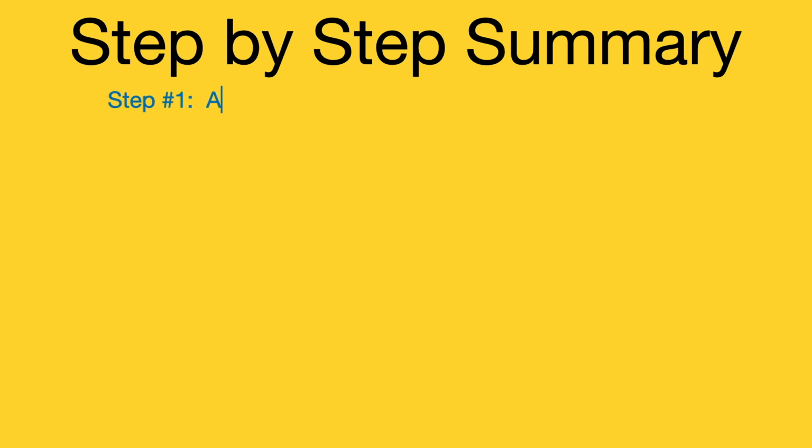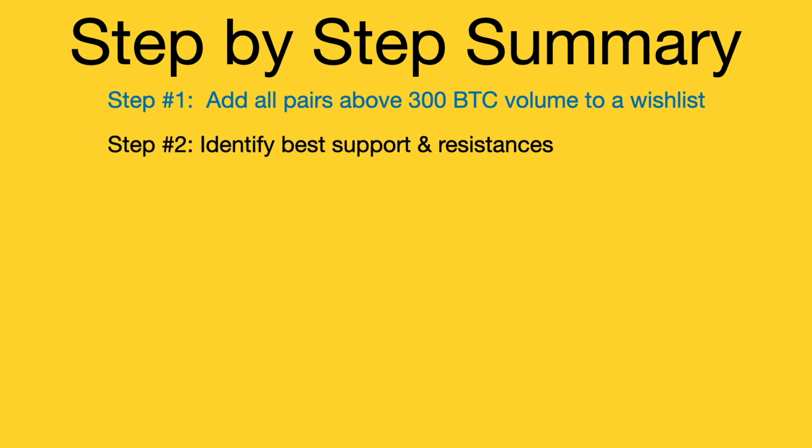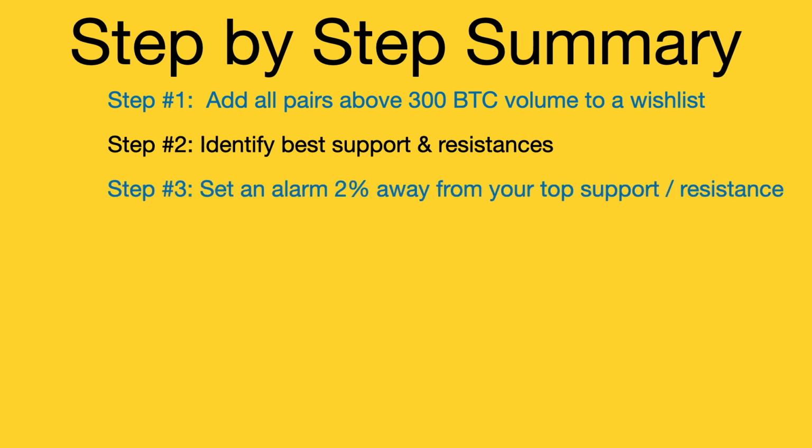Step number 1, I find all pairs that are above 300 Bitcoin volume when I'm trading crypto. I add these to a wish list so that I can quickly scroll through them. Step 2, identify the best support and resistances close to the current price on your chart. Step number 3, set an alarm about 2% away from your top support and resistance. This is super helpful, so you don't have to keep clicking through these charts all day, and instead you'll get a notification directly to your device.